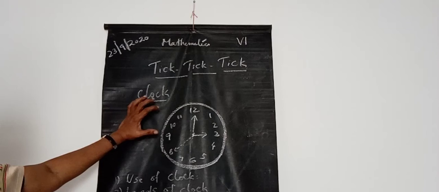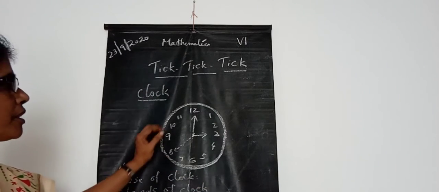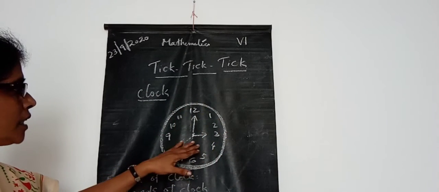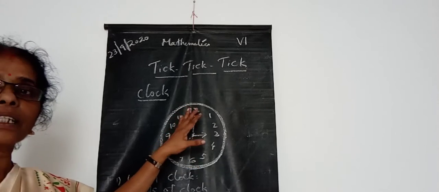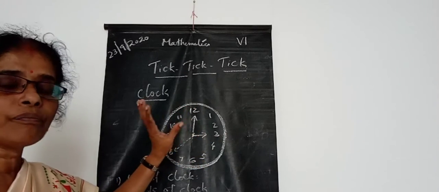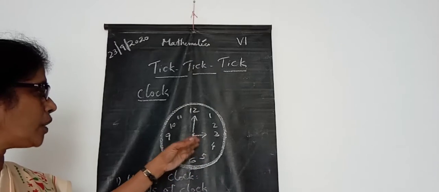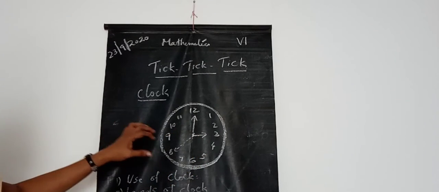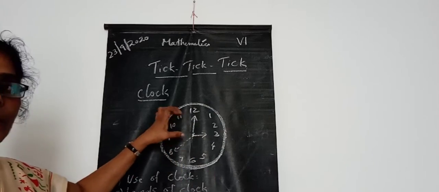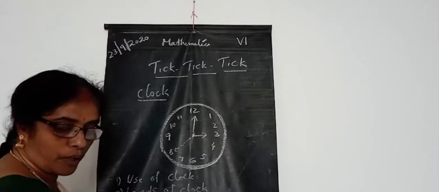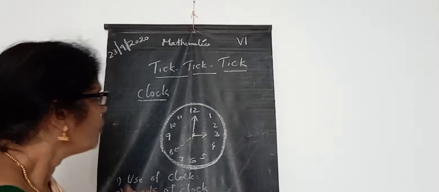Then look here, children, I have already given one figure of a clock here, and you can see the time also. What is the time now, children? What is the time in this clock now? You can see this one is 3 o'clock, isn't it? This is 3 o'clock, and what else can you see in the clock, children? You can see two hands, mainly two hands. What are the two hands?